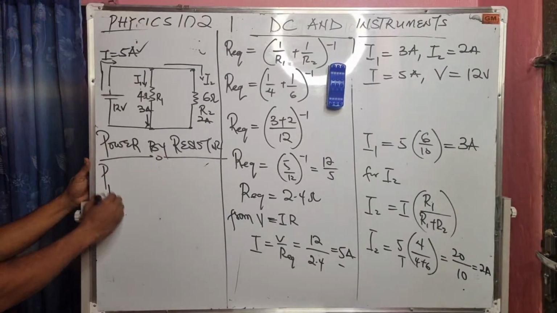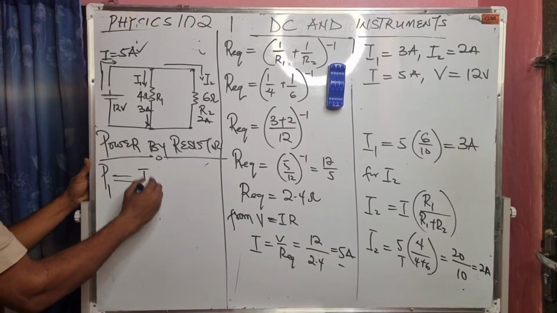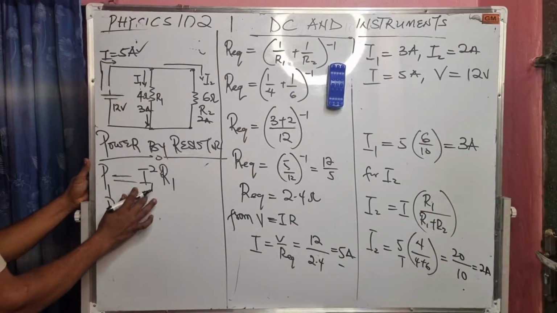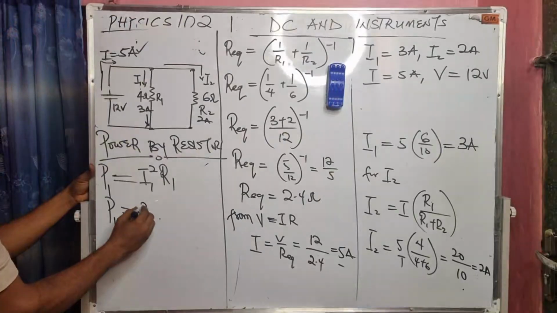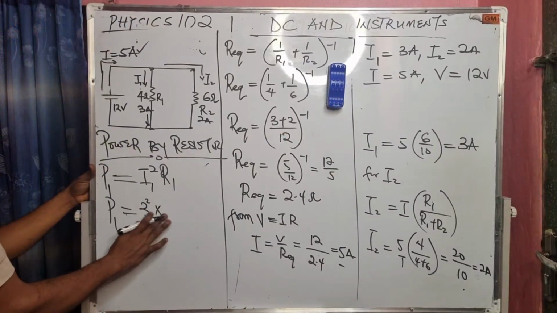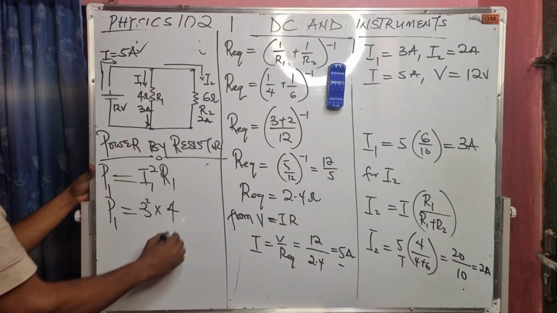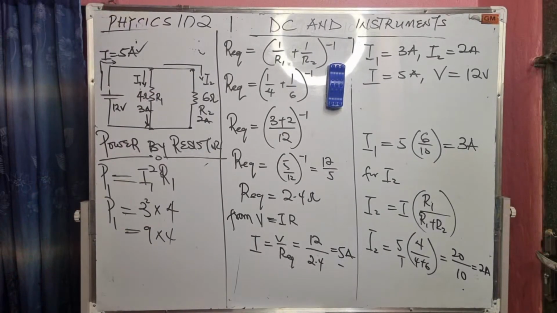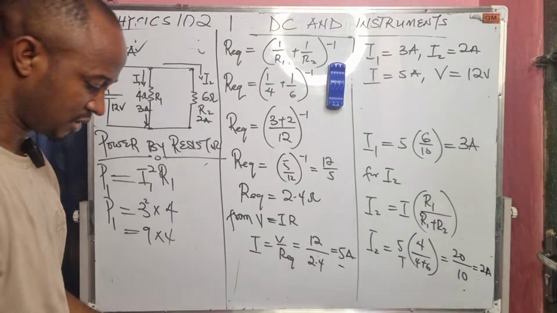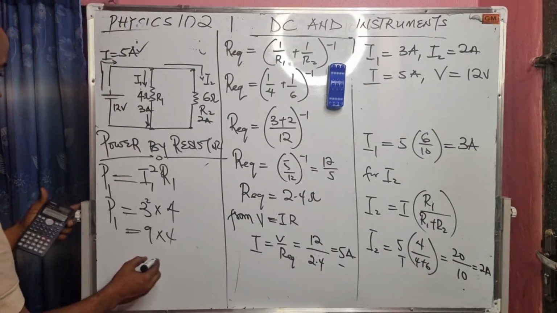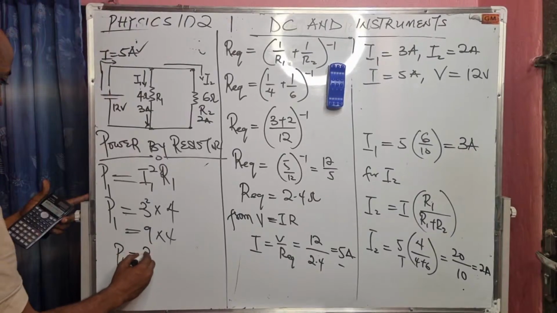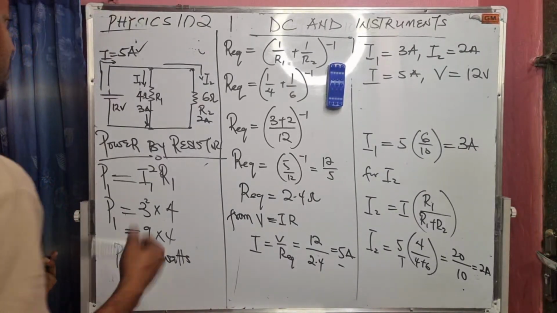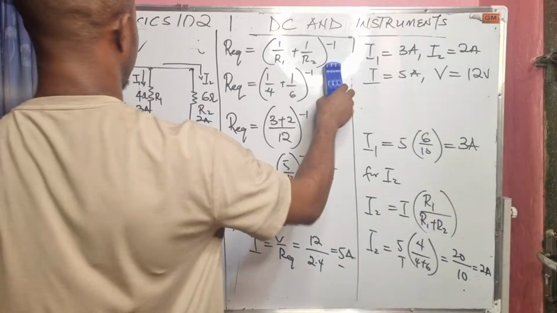To find P1, P1 is I1 squared times R1, right? So P1 equals 3 squared times R1, which is 4. This will give us 9 times 4, which is 36. So P1 is 36 watts.